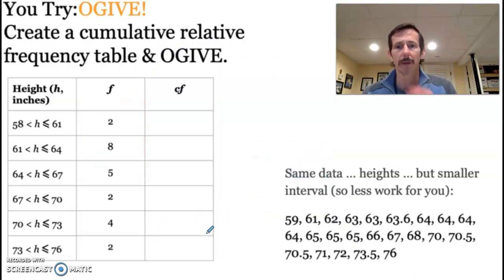And now, this is the same data, but instead of intervals of 3, this was our table with intervals of 4. So I would like you to try to do a cumulative frequency graph for me. You're going to fill in the table, and then you're going to make a graph. So pause the video and try that on your own to fill in this table for cumulative frequency, and then do an ogive. Okay, pause.